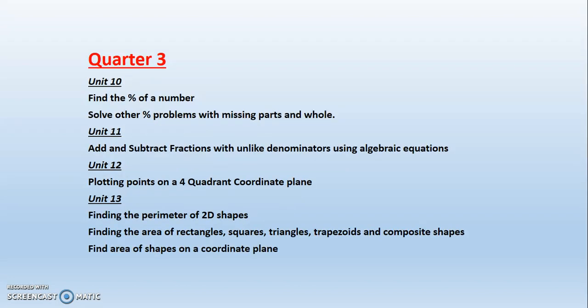Moving on to Quarter 3, we find the percent of a number. We solve other percent problems with missing parts and wholes. We add and subtract fractions with unlike denominators. We're then going to focus on plotting points on a 4-quadrant coordinate plane, and on that coordinate plane, we are going to find the perimeter of 2D shapes, and find the area of rectangles, squares, triangles, trapezoids, and other composite shapes.